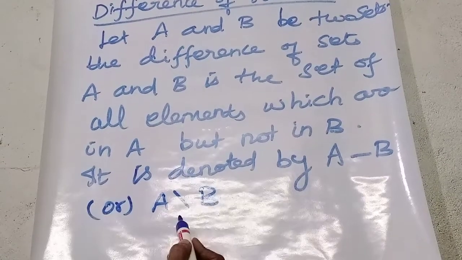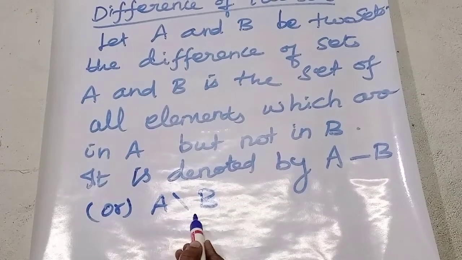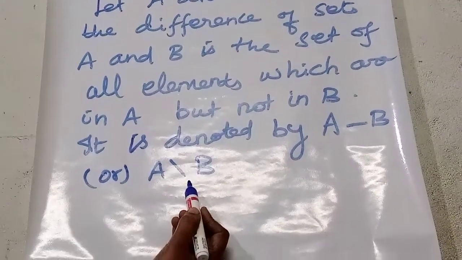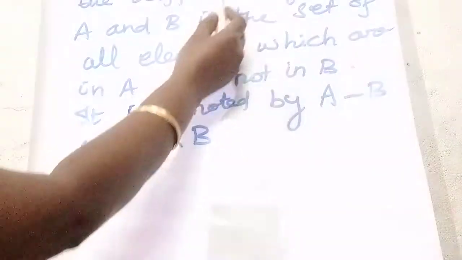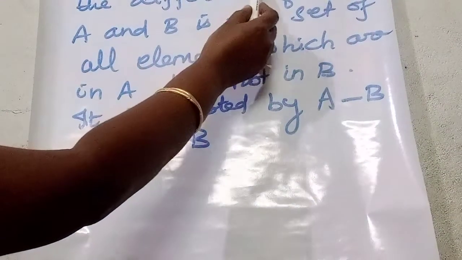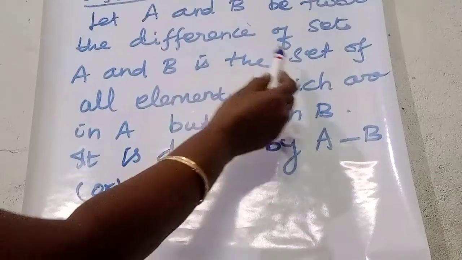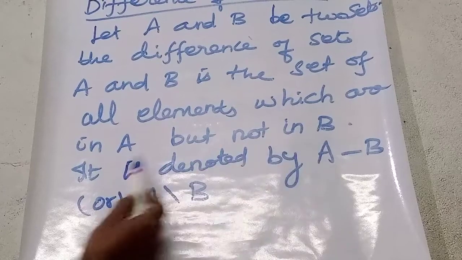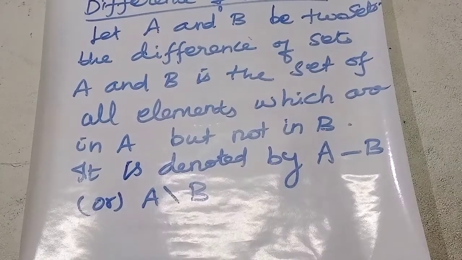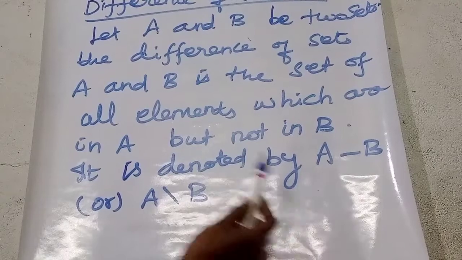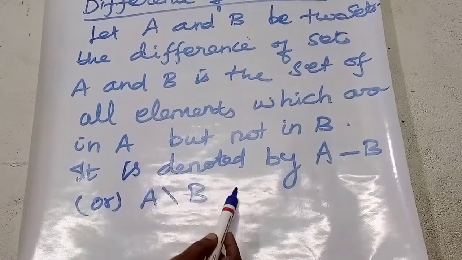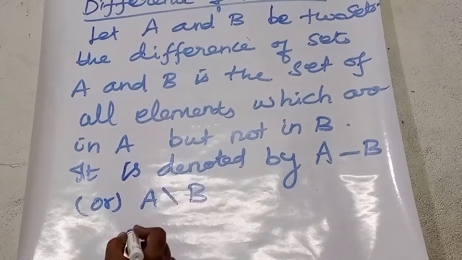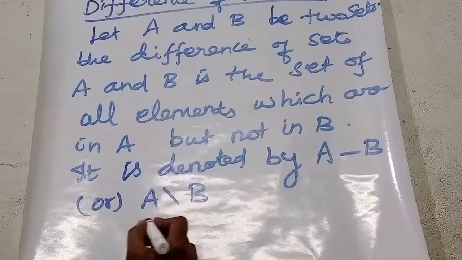Okay, how to read this? A difference B. By one diagram I am explaining, you can easily understand. A and B are two sets. The difference of sets A and B is the set of all elements which are in A but not in B. So A difference B means the set of all elements which are in A but not in B, except B. By the Venn diagram I am explaining, you can understand easily.